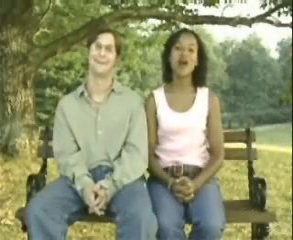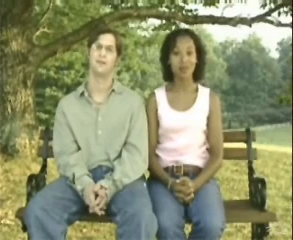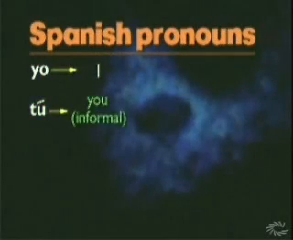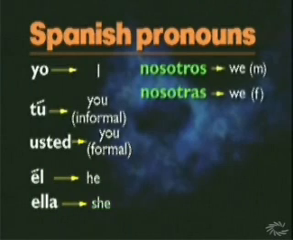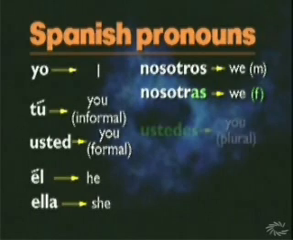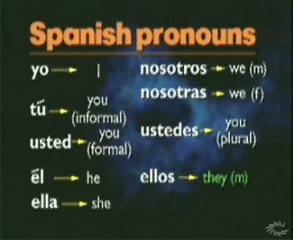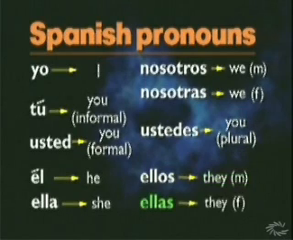Here's a table that will remind you of the pronouns and what they mean. Yo means I. Tú is the informal word for you. Usted is the formal word for you. Él means he. Ella means she. Nosotros and nosotras mean we. The os form is masculine, and the as form is feminine. Ustedes is the plural form of you. Ellos is the masculine form of they, and ellas is the feminine form of they.